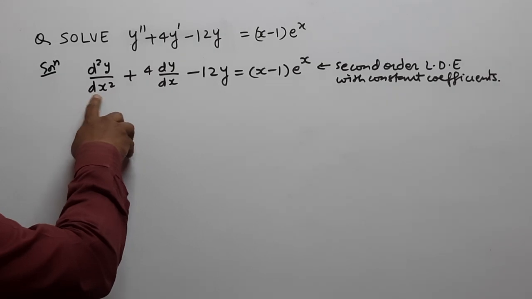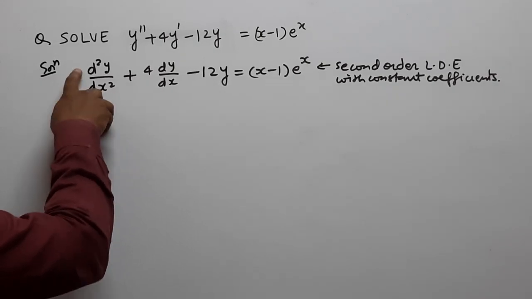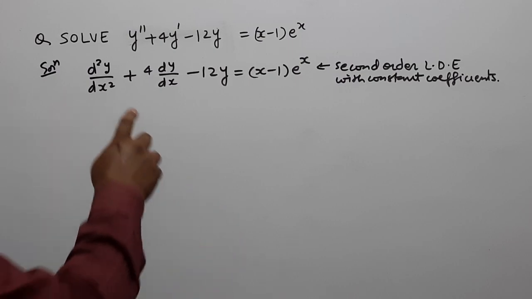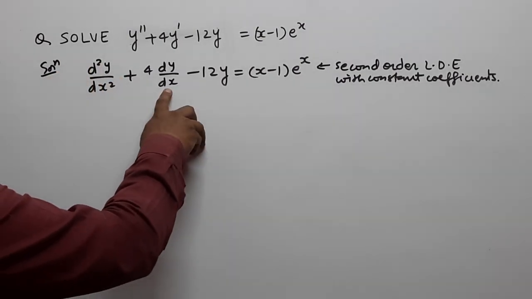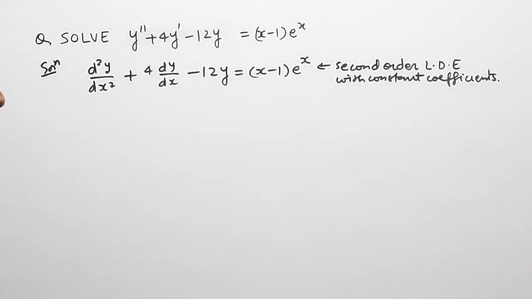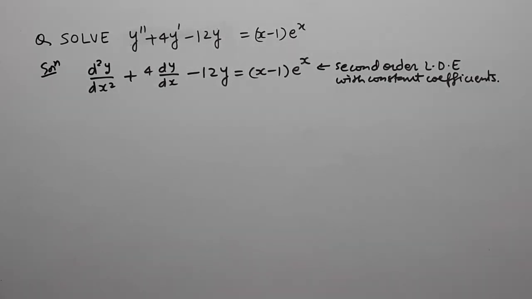Because here the highest order derivative is d2y by dx2, the order of this differential equation is second order, and the coefficients are constant. Here is 4 and here is minus 12, so this is a second order linear differential equation with constant coefficient.